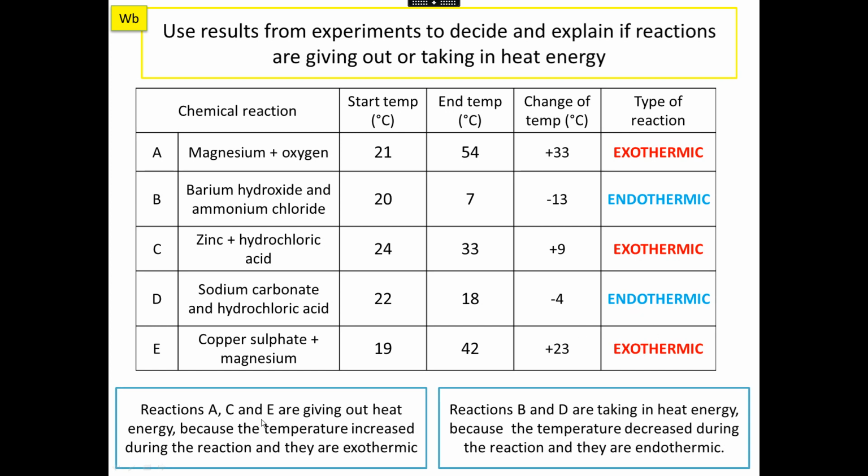Okay, right, so to summarize, A, C, and E are giving out heat energy. The temperature increased, they are exothermic. Reactions B and D took in heat energy. The temperature decreased, they are endothermic.